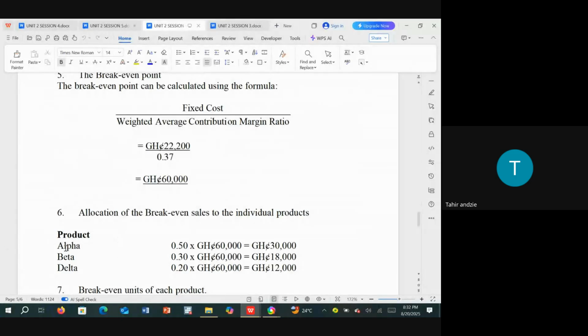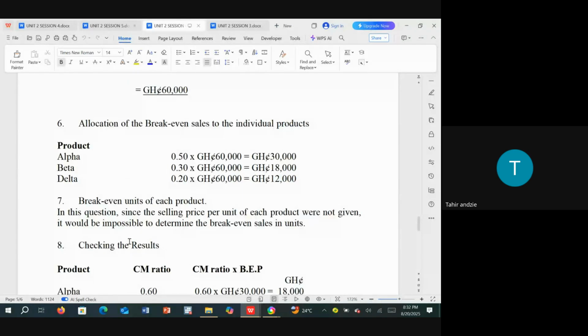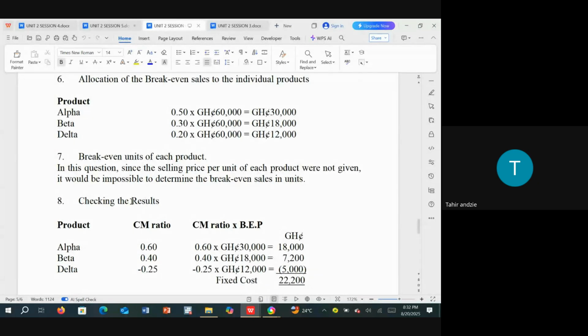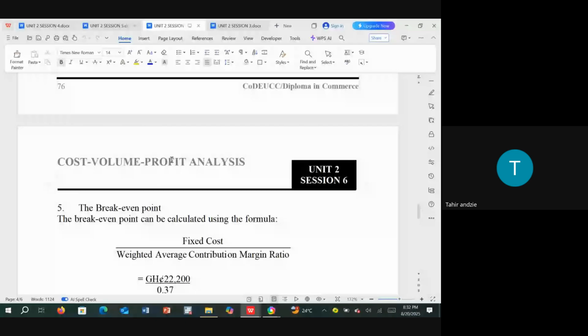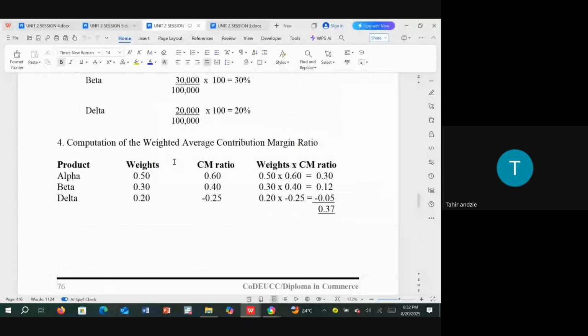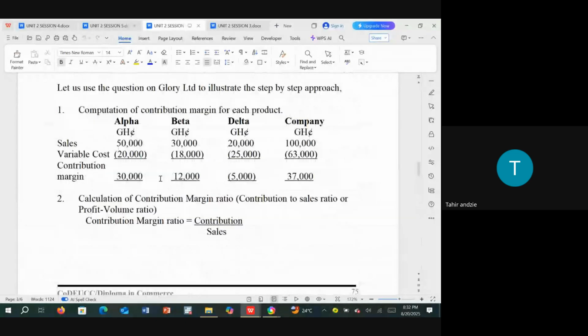So the break-even point for alpha will be 50% of sales, 50,000 times the break-even sales for the company. Okay, so that's how we arrive at them. And then the seventh one is to determine the break-even units. In this question given to us here, have you seen that we don't have the selling price?